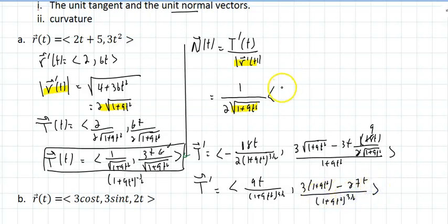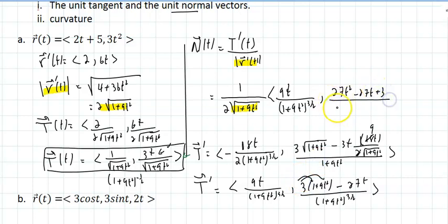And if I put that right here, pretty much I'm done. Again, I normally do not worry much about the normal. I bring it up on the homework. I rarely bring it up on the exam. That is 27t squared minus 27t plus 3 all over 1 plus 9t squared to the 3/2. So that is my normal vector.